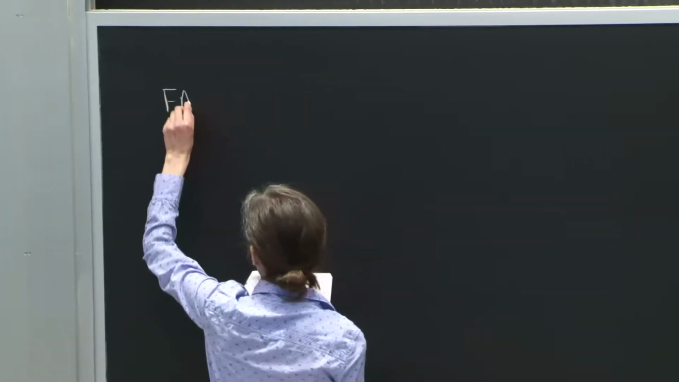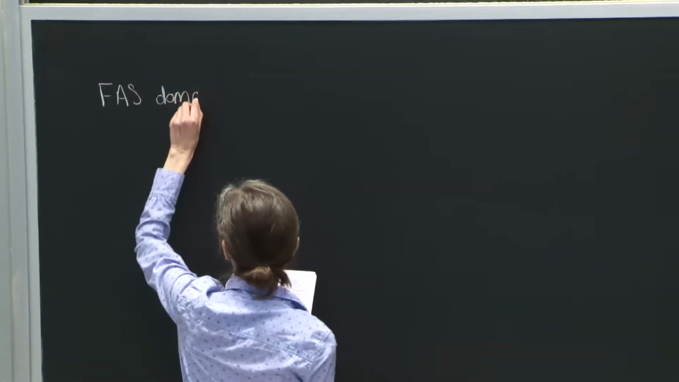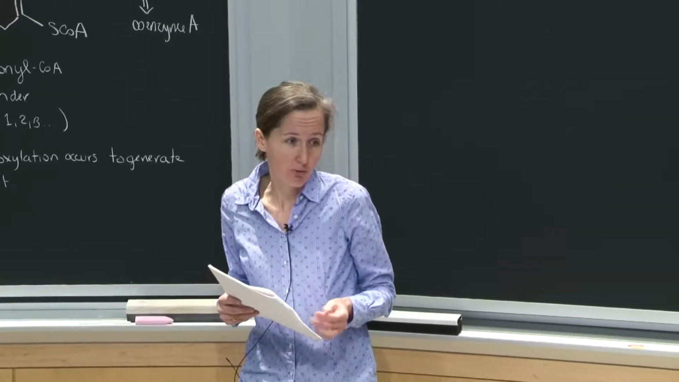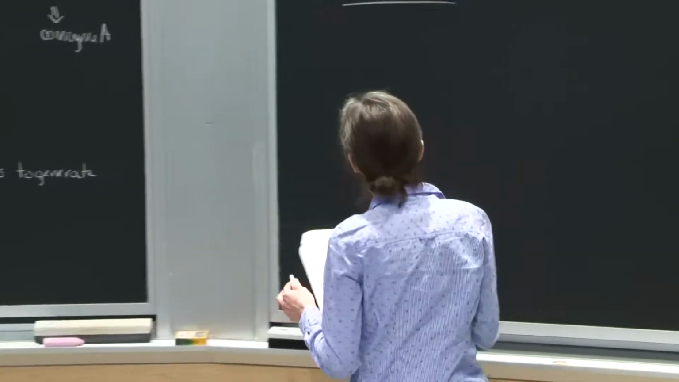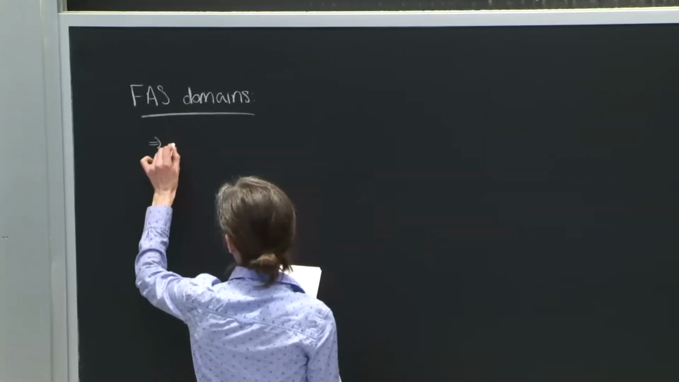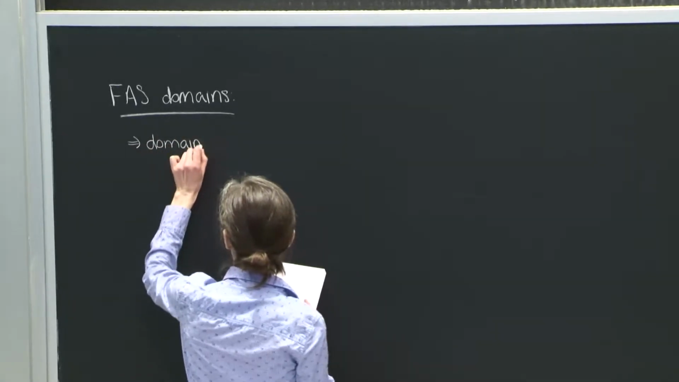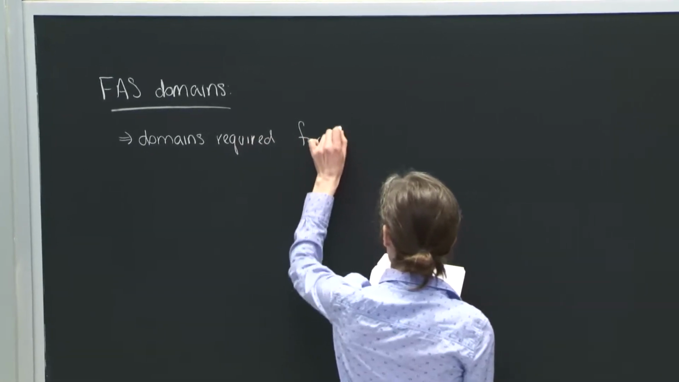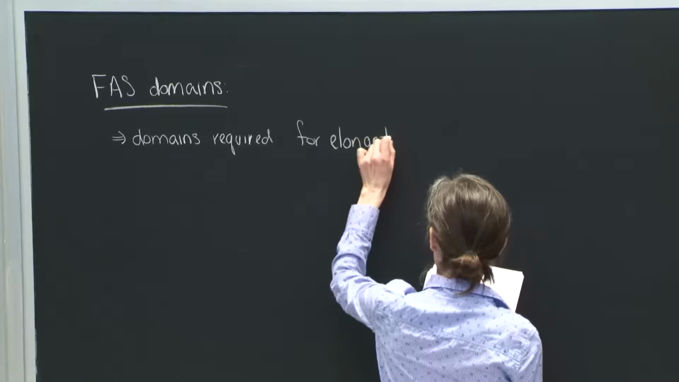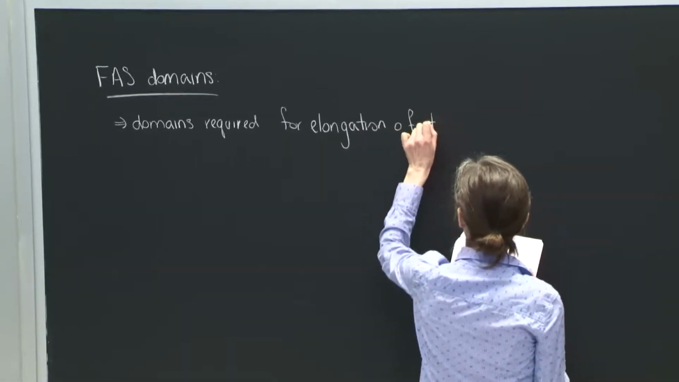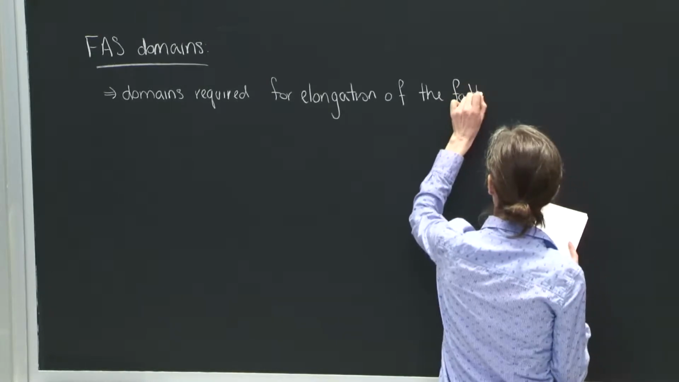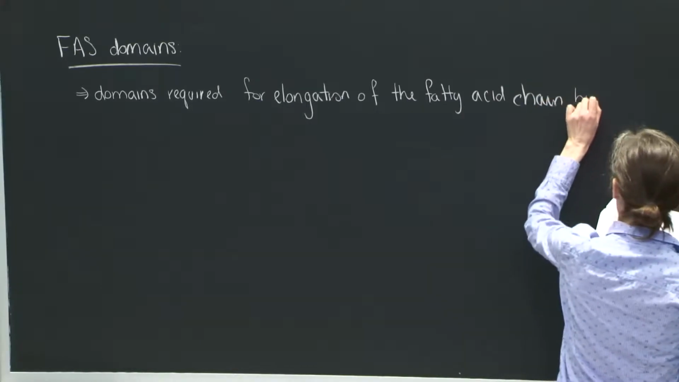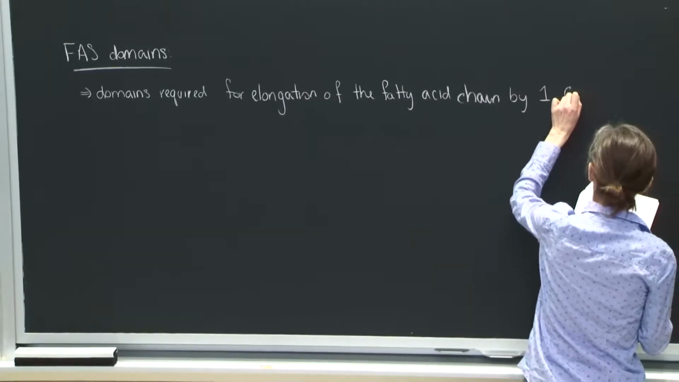So, and we're going to go through these because what we're going to find is that with polyketide biosynthesis, the same types of domains are used. So this logic extends there. Okay, so first we have domains required for elongation of the fatty acid chain by 1 2-carbon unit.